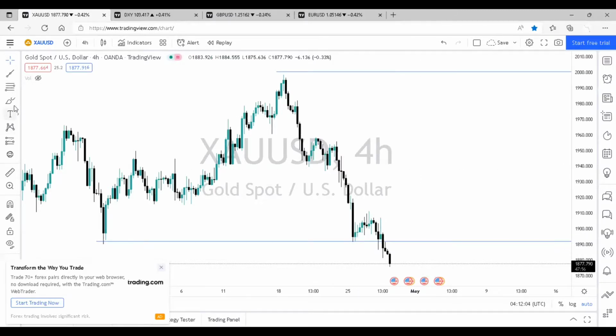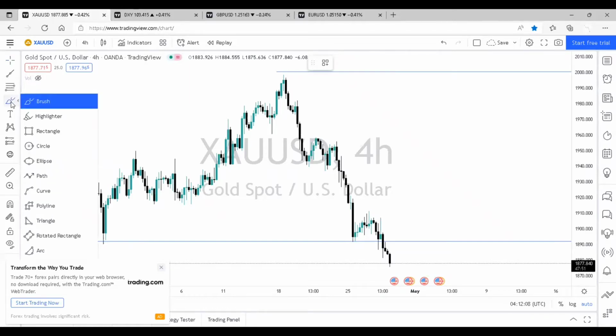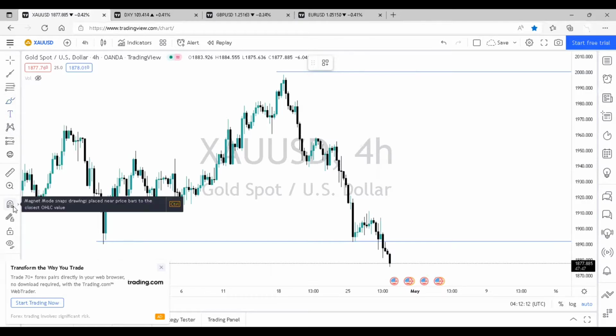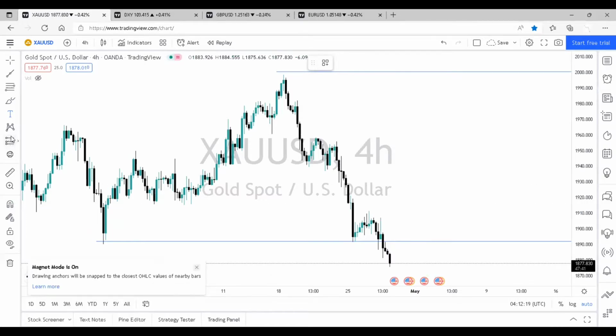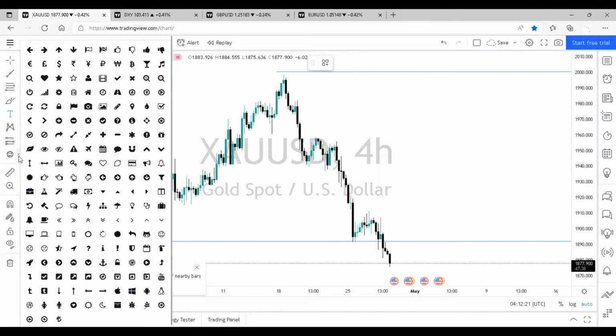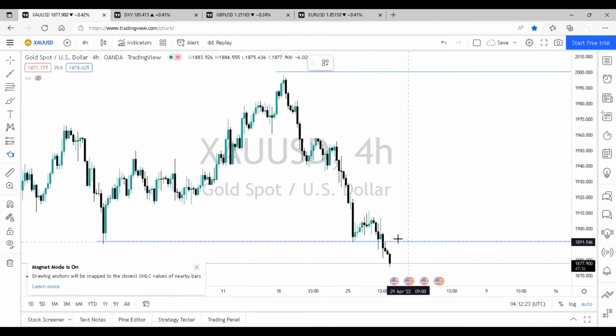So we're gonna note that. I'm gonna note that somehow. Let's go. Right here. This is a trade idea.